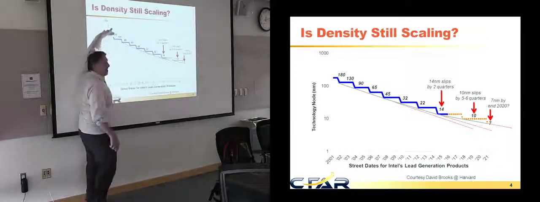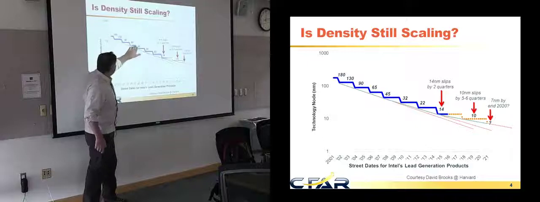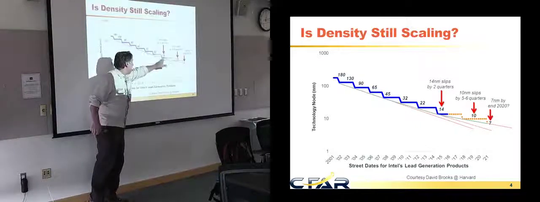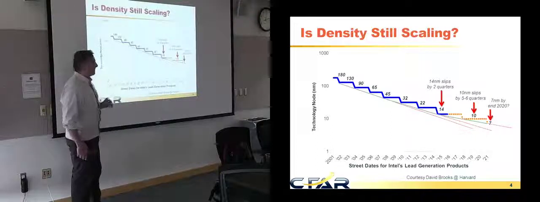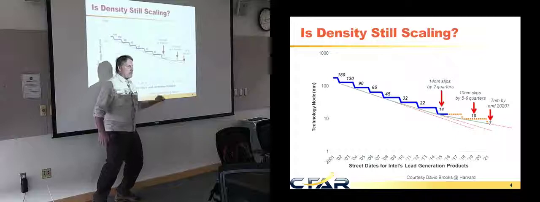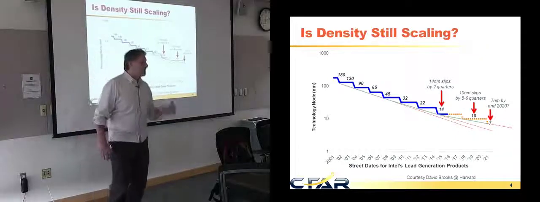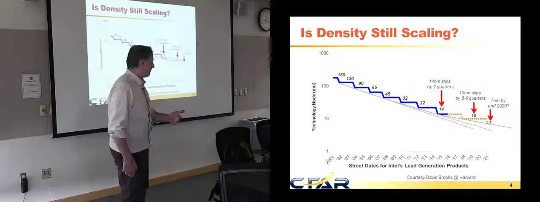Here we see a log scale of density of dimensions, minimum transistor dimensions, from 180 to 130, 90, 65, 32, 22, 14. That's the current advanced node today. These are Intel technology. And on the bottom here, I've got the street date when Intel first sells that transistor. That's when they appear. That's when you can buy them.